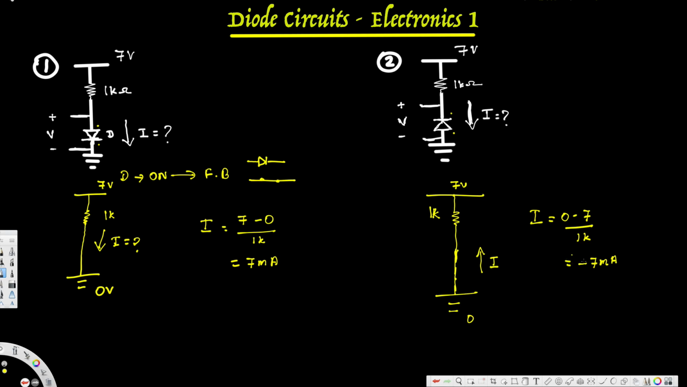When we have a negative answer, it means our assumption is wrong and the diode is actually off. The diode is actually off, and we can say this is in reverse bias. So the real circuit is going to look like this. This is just open, there's no current flow. If this is open, when the diode is off, the current is going to be 0. The real current is 0, there's no current.